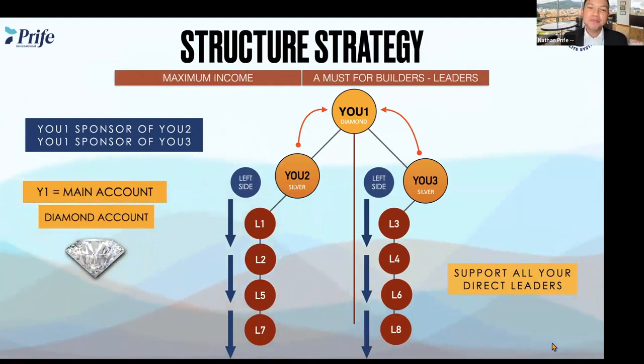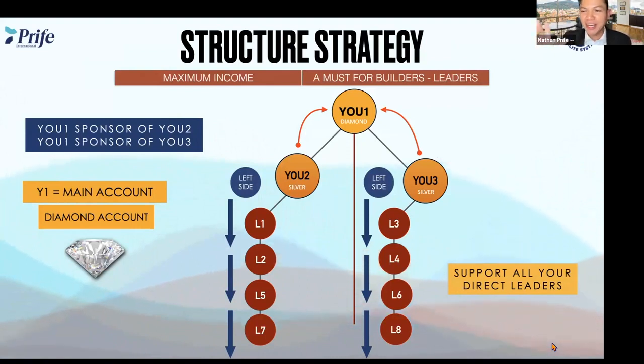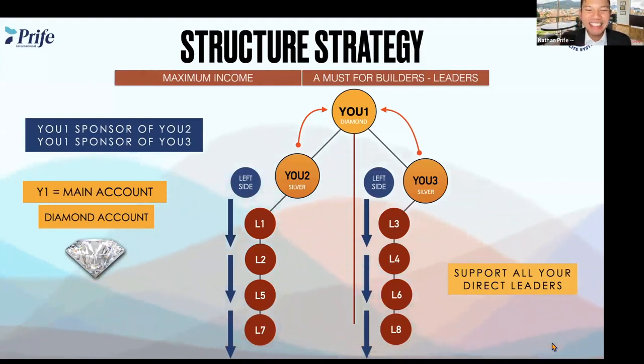If you can, make it diamond, silver, and silver. But if you start with no diamond, it's fine. You can start with silver, silver, and silver. And the idea is to work on your left side. Work on your second account, left side. Work on your third account, left side, and you go down. As simple as that. There will be an in-depth explanation about this.